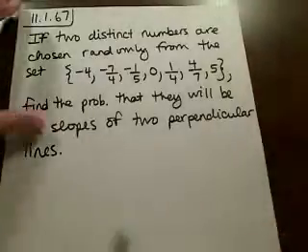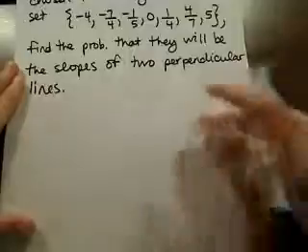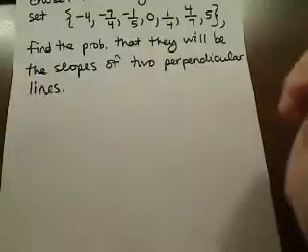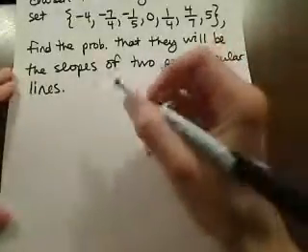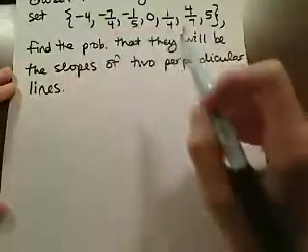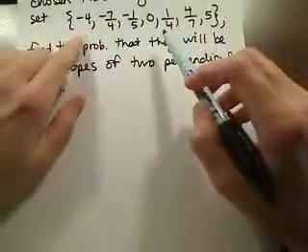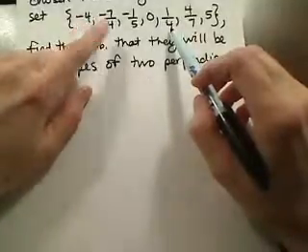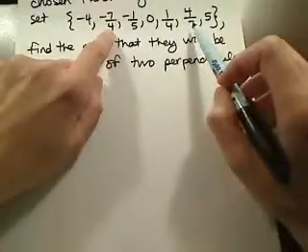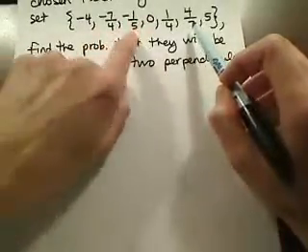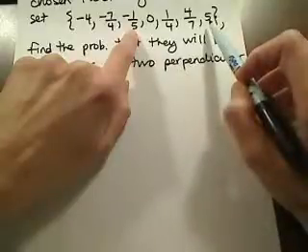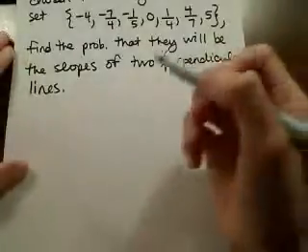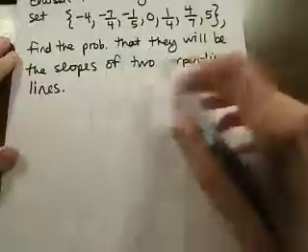And so we want to actually be able to identify how many of these pairs would have slopes that are perpendicular lines. Okay, so I noticed that the -4 and the 1/4 are opposite reciprocals, and so that would be one pair. And the -7/4 and the 4/7 are opposite reciprocals, so that's a second pair. And the -1/5 and the 5 would be a third pair of opposite reciprocal slopes. So there's actually three possibilities here.